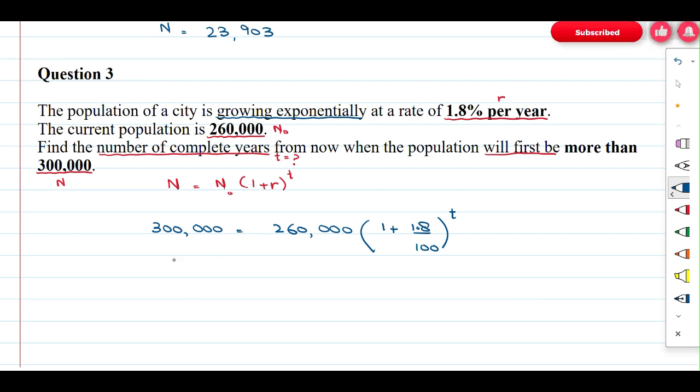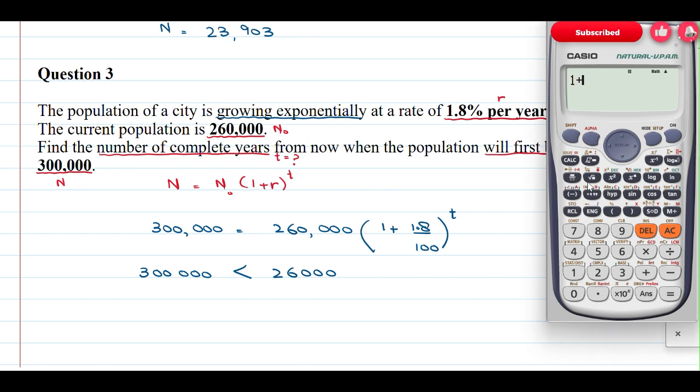So it means the N value is 300,000, N naught is 260,000, 1 plus r is 1.8%, and we need to solve for the time. After substituting everything, 300,000 should be less than 260,000 times 1 plus this thing. Let me solve it. 1 plus 1.8 divided by 100 is 1.018.